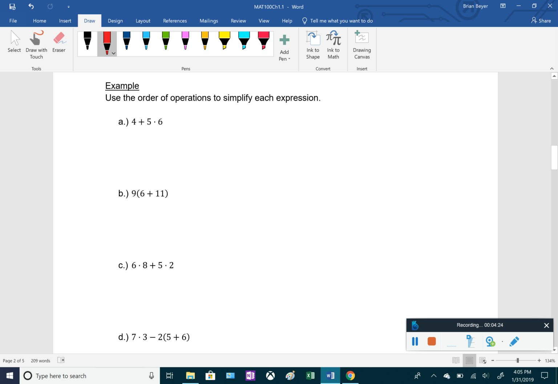So for the first one, let's simplify 4 plus 5 times 6. So there's no parentheses, no exponents. There is multiplication here. So we have to do the multiplication first. So 5 times 6 is 30. And then we just have to add 4 plus the 30, which is 34. So notice if we did addition first, 4 plus 5 is 9, times 6 is 54. That would be incorrect.